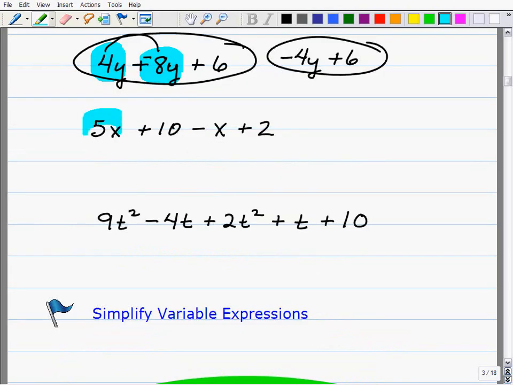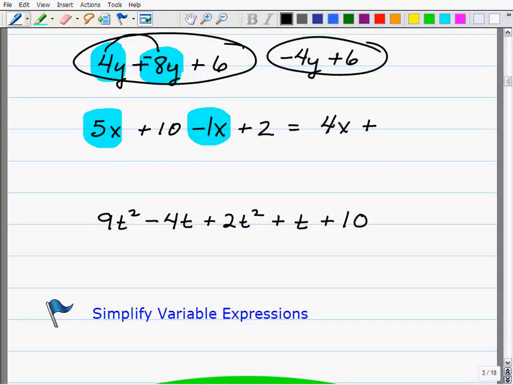All right, so you have 5x, that's a term, this is a constant, and this is a negative 1x. All right, so those are like terms. All right, same variable, same power. So we're going to go ahead and add the coefficients. 5 and negative 1 is positive 4. So it's going to be 4x plus.